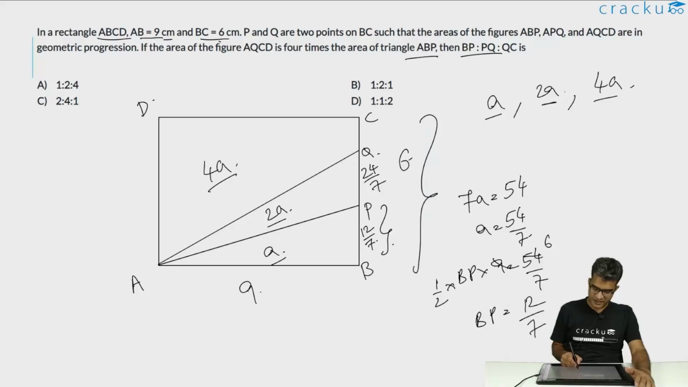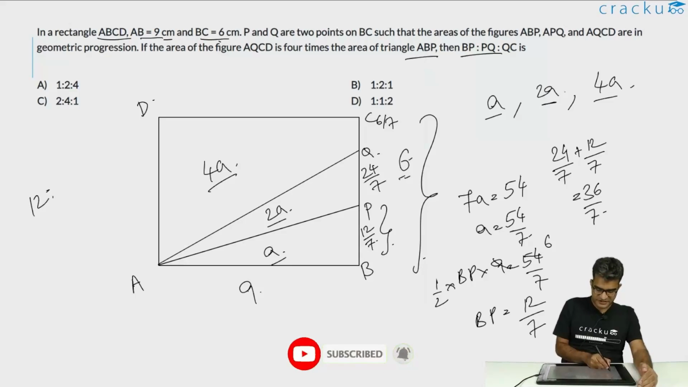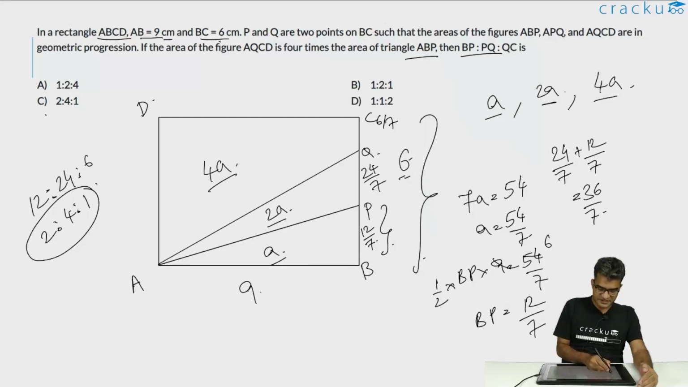We know that the overall length of BC is 6 units. The length of PQ plus PB is 24 by 7 plus 12 by 7, which is equal to 36 by 7. So QC will be 6 by 7. This would tell us that the required ratio of BP is to PQ is to QC will be 12 is to 24 is to 6, which is equal to 2 is to 4 is to 1. So the answer for this question is option C.